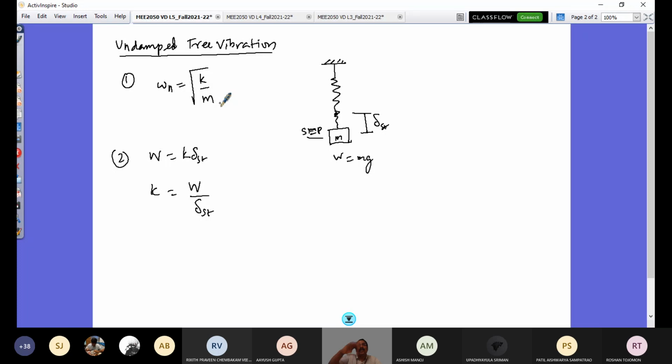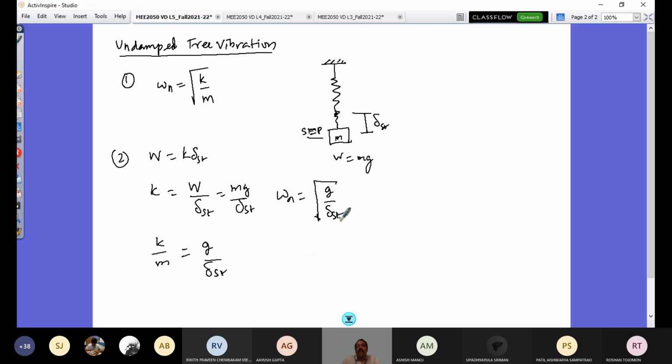So a body is freely vibrating, but I do not know its mass and stiffness. How can I get its natural frequency? It can be obtained from its free body diagram. That's the second point of the conclusion. I can write omega n in terms of k by m, or here it is going to be mg by delta st. So k by m is nothing but g by delta st, so I can replace in this expression g by delta st.